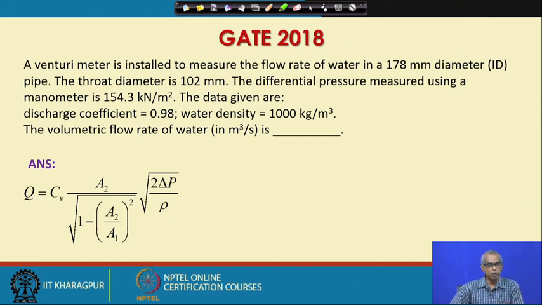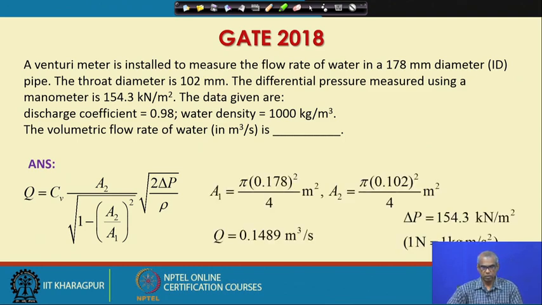So, you know this formula we have talked about. In fact, we have seen similar problems in assignments. So, Q equal to C_V into A2 divided by square root of 1 minus (A2 by A1) whole square, into square root of 2 delta P by rho. So, just put the appropriate values. A1 you can find out as pi d square by 4. Similarly, A2 can also be found as pi into diameter square divided by 4.